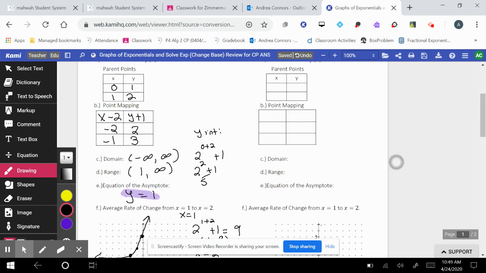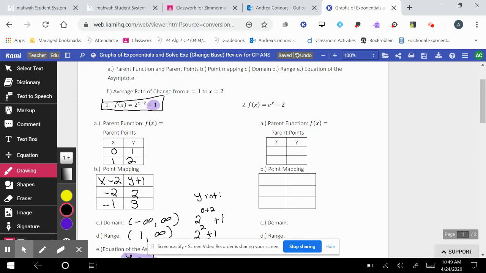I'm going to do the same thing over here. Now this is base e, and a lot of you guys get a little freaked out by base e. Remember, your parent function before was 2 to the x, now your parent function is e to the x. So it's (0, 1) and (1, 2.7). I'm just going to use 2.7 because it'll be easier here. Nothing is happening to my x, and my y is y minus 2. So (0, 1) minus 2 would be (0, negative 1), and (1, 0.7).